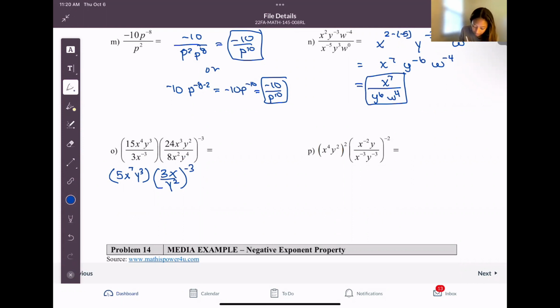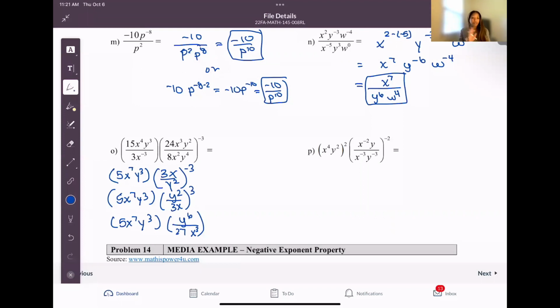We can flip the base. So we have 5x to the 7th y cubed times y squared over 3x cubed, and then apply the cube to every term in the base for the second expression. 5x to the 7th y cubed, and this would be times y squared cubed would be y to the 6th. 3 cubed is 27 and x cubed. All right. Believe me so far.